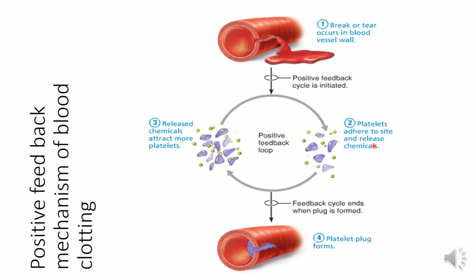Adherence of the platelets will lead to release of chemicals, and these chemicals released will activate more platelets. Activation of more platelets will lead to more attraction of platelets and more activation of platelets. So as you can see, the cycle continues until the platelets adhere to each other, forming what is called a platelet plug.